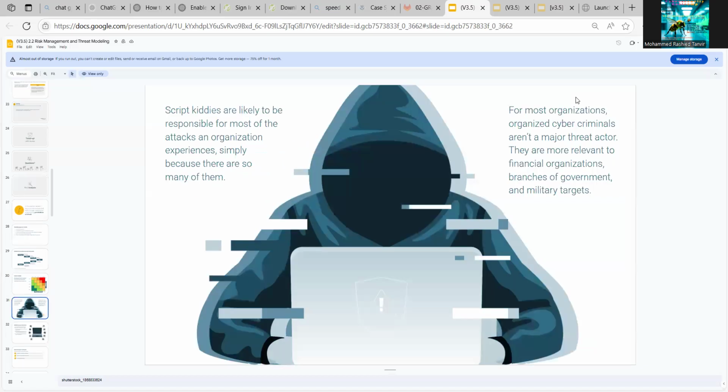Script kiddies are likely to be responsible for most of the attacks an organization experiences simply because there are so many of them. For most organizations, organized cyber criminals are not a major threat actor. They are more relevant to financial organizations, and to breaches of government and military targets.